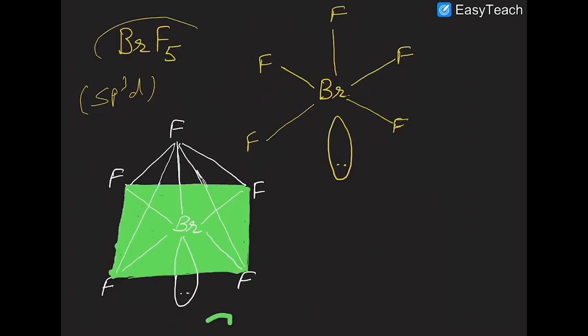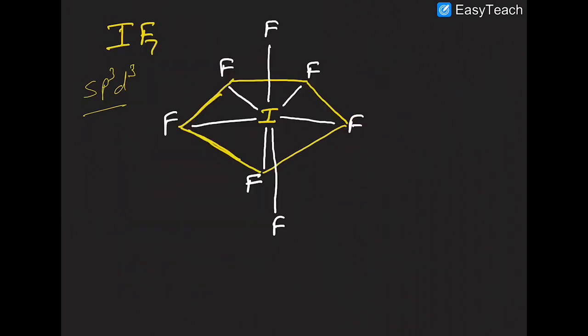Now in case of BrF5, it is sp3d2 hybridized, and there is one lone pair occupying the axial position. And now the last, IF7, the hybridization is sp3d3. It is pentagonal bipyramidal in structure.